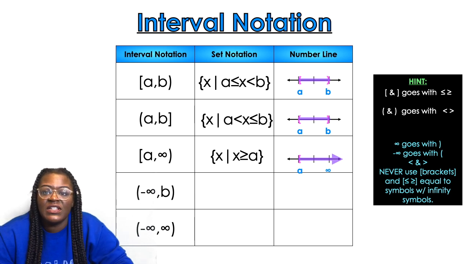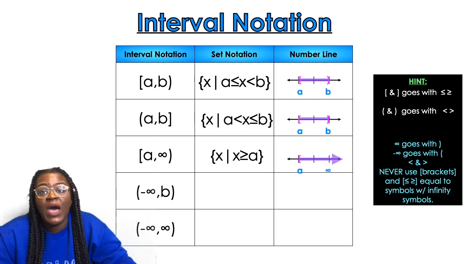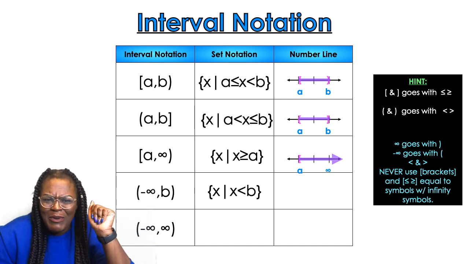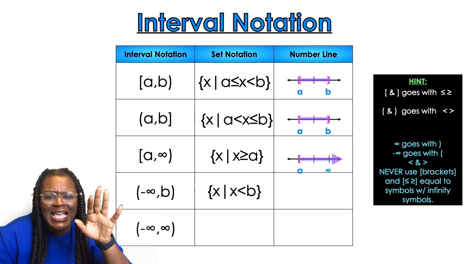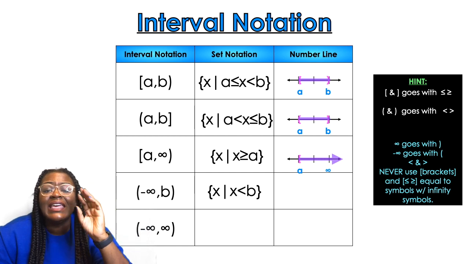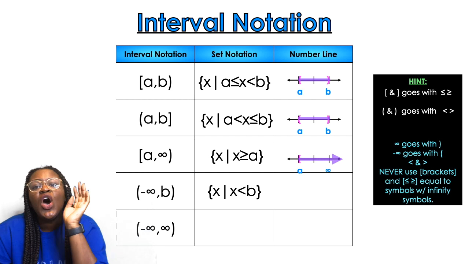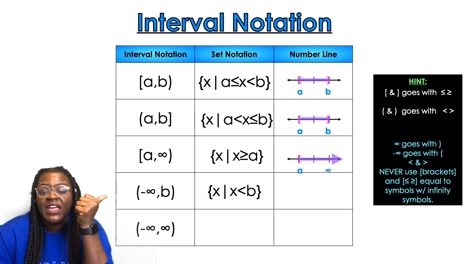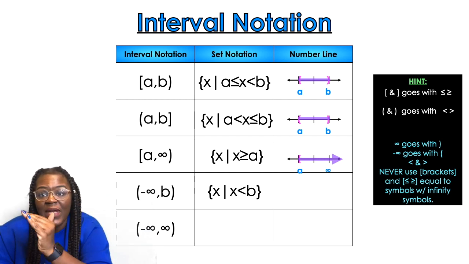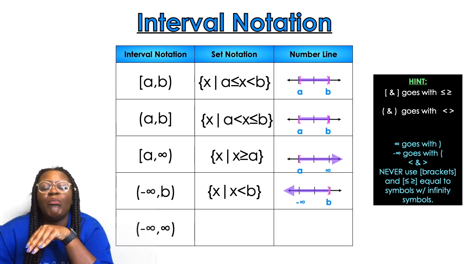Now I have negative infinity to B. Remember, infinities always get arrows in the direction where the infinity is. So I'm gonna have an arrow on the left because the infinity this time is on the left, and it's negative infinity, so that means it's the smallest value in the world. So X is less than or equal to B. I mean, not equal to, excuse me, why did I say equal to? Just less than, because there's no bracket. It was just a parenthesis. So my graph is gonna have an arrow in the direction of the infinity and it's gonna stop at a parenthesis at the B.